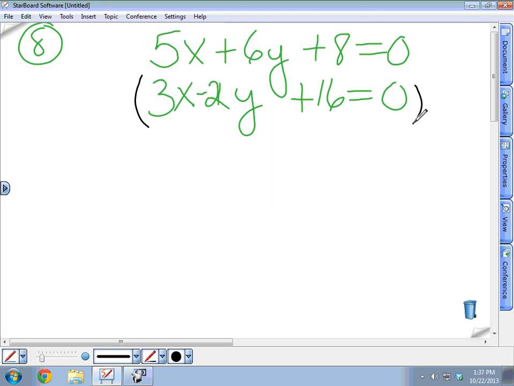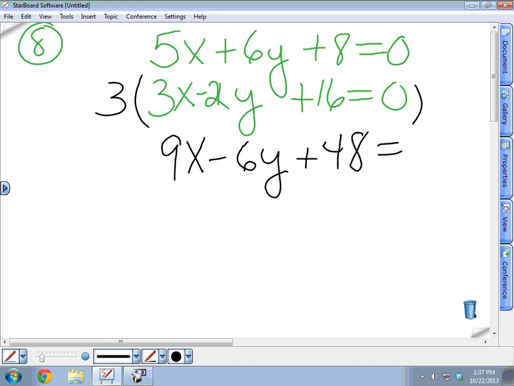Good. So what am I going to multiply that whole equation by in order to turn that into a negative 6y? 3. Good. I'm going to multiply by 3. And so if I multiply that equation by 3, I'll have 9x minus 6y plus 48, and it still equals 0, because anything times 0 is still 0. Did I? Yes, okay.